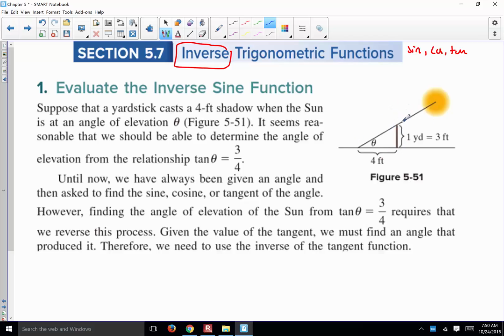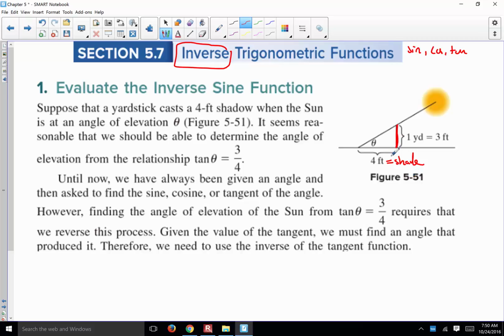applications, like a triangle formed when sunlight hits a pole, a yardstick, or a traffic lamp, or whatever, a tree. It casts a shade. This is the shade. This is the height of the object. And let's say this is the shade: a 1 foot long or 1 yard long object creates a 4 foot long shade.